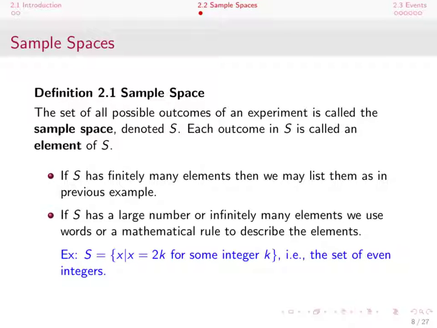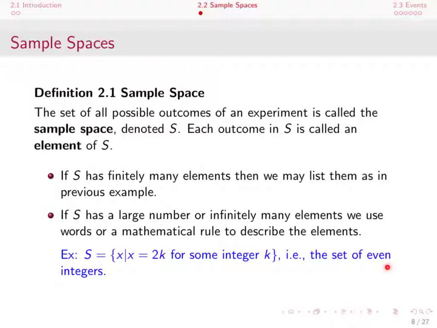So for example, I might define a sample space to be S, which is the set of elements x, where x is equal to 2k for some integer k. Our interpretation for that is going to be that x is going to be some sort of an even number because it's of the form 2k. So S here consists of the set of even integers.